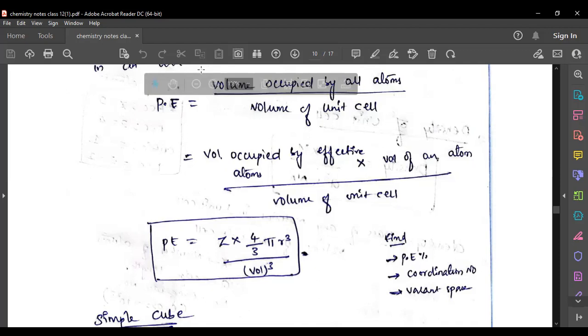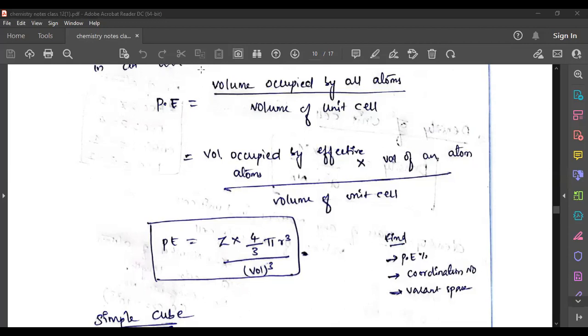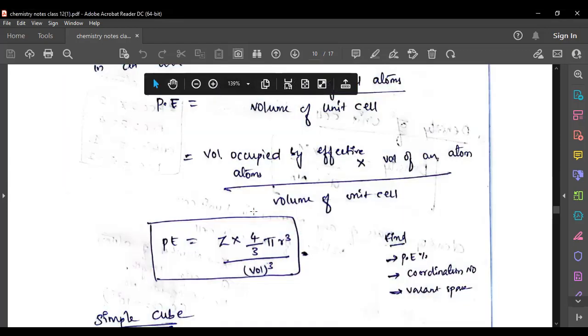Ram Charan. What is the Z value in the case of simple cube? Dhairya. Vishwanath. Z equal to 1 in the case of simple cube.